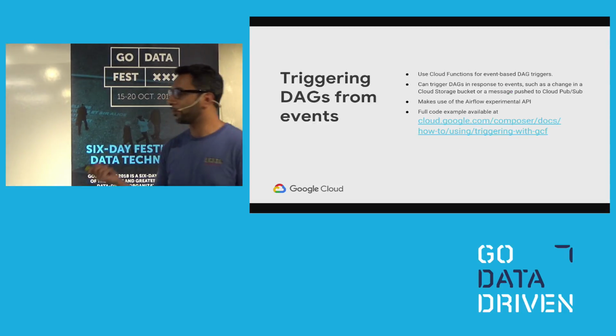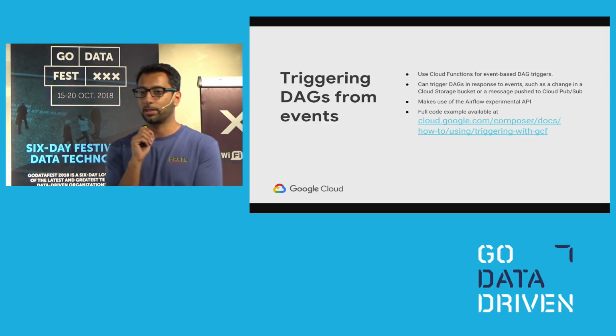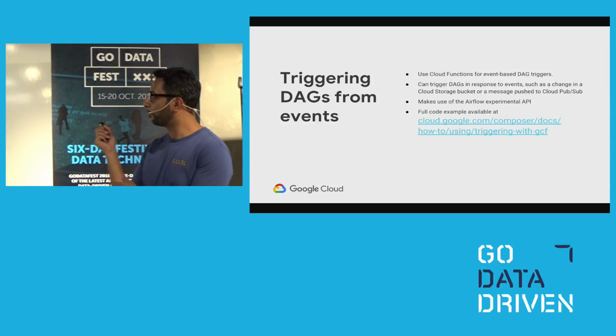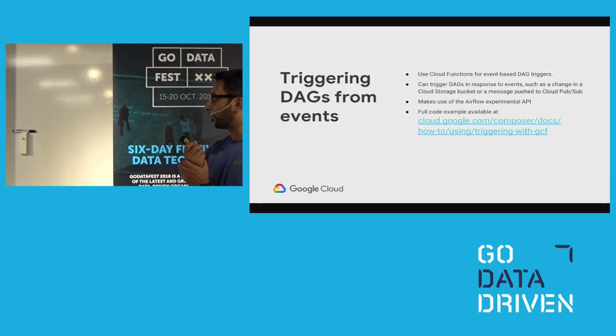We also support the experimental API, so you can trigger DAGs from events. We've built an example showing how you could use Google Cloud Functions to trigger something.